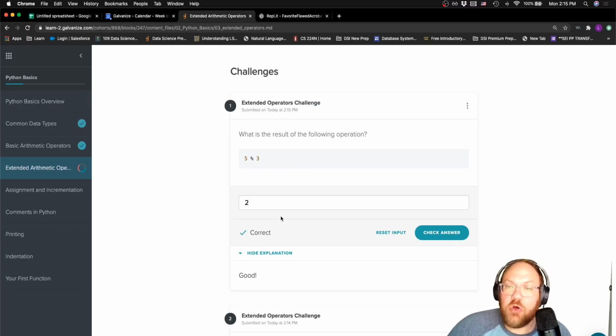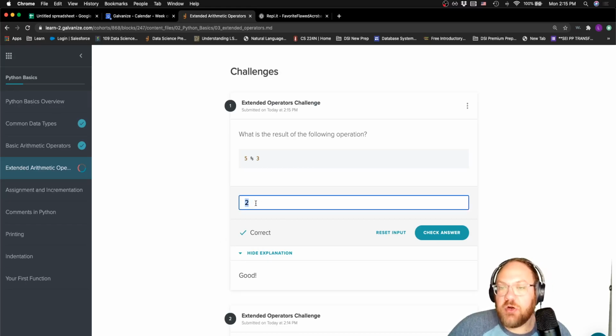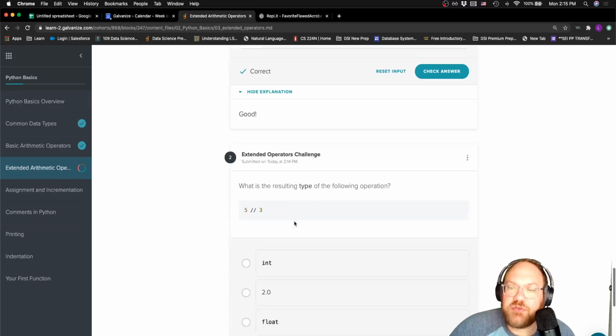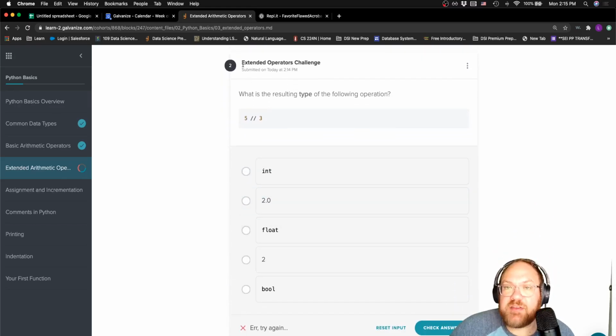It's important to note here that this is an integer. By default, these will actually return integers, because quotients and remainders for floor division and modulo operations, respectively, are always going to operate on whole numbers and return integers. So that actually segues into our next question, which is what's the resulting type of the following operation?